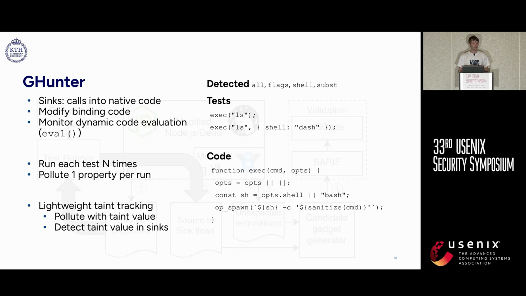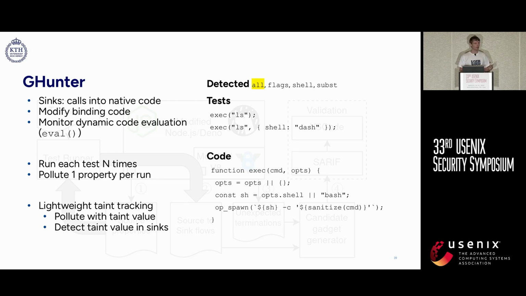So what do we consider as sinks? We consider all flows into native code as sinks, and this includes binding code, which are extensions provided by Deno and Node.js to interact with the system, as well as dynamic code evaluation APIs, such as the eval function in Node.js. And what we do now is we don't run each test once, we actually run it n times, once for each property that we detected.